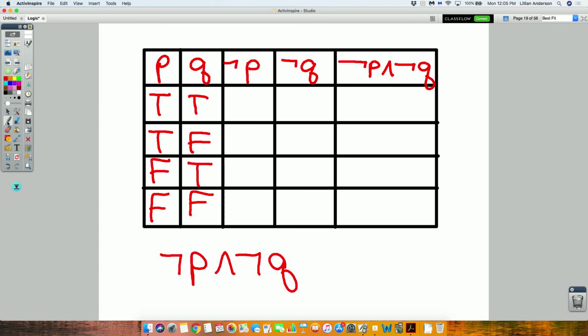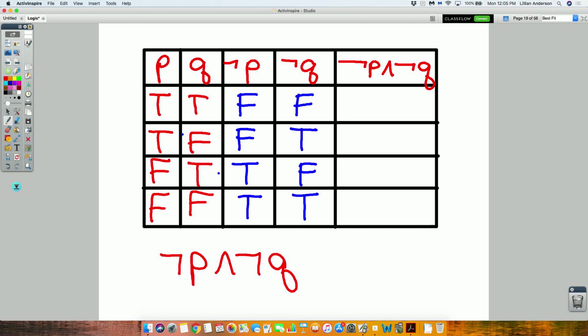Okay? So, not P. That means we're going to negate the P column. What's the opposite of true? False. What's the opposite of true? False. What's the opposite of false? True. What's the opposite of false? True. We are negating P. Now we're going to negate Q. What's the opposite of true? False. What's the opposite of false? True. What's the opposite of true? False. What's the opposite of false? True. There we go.